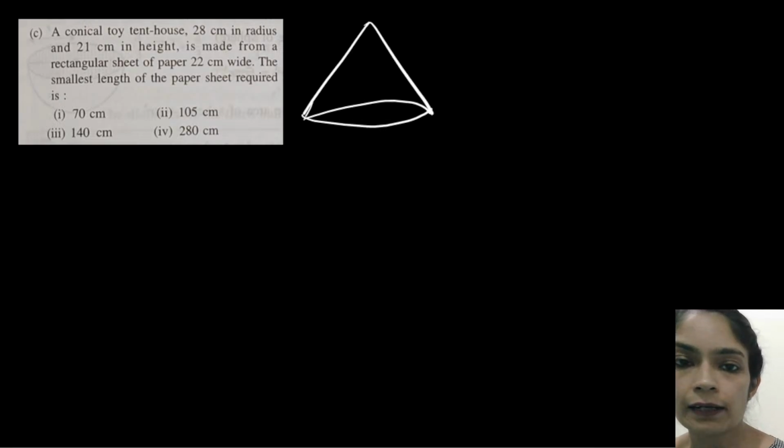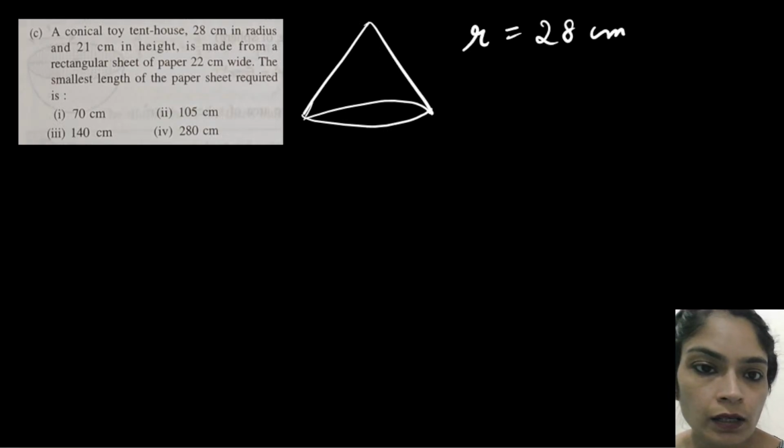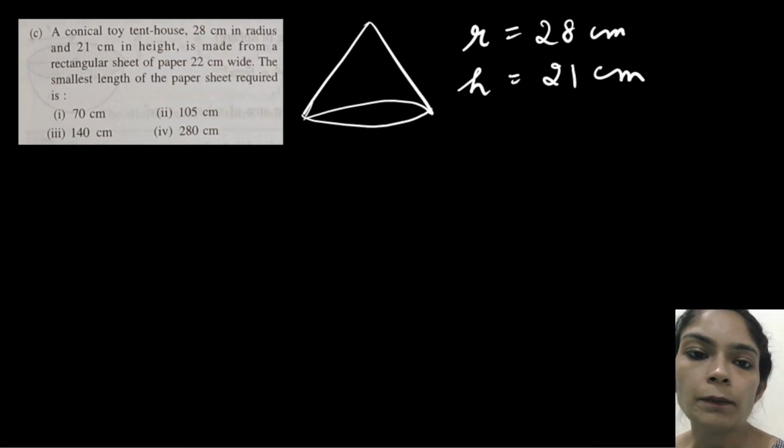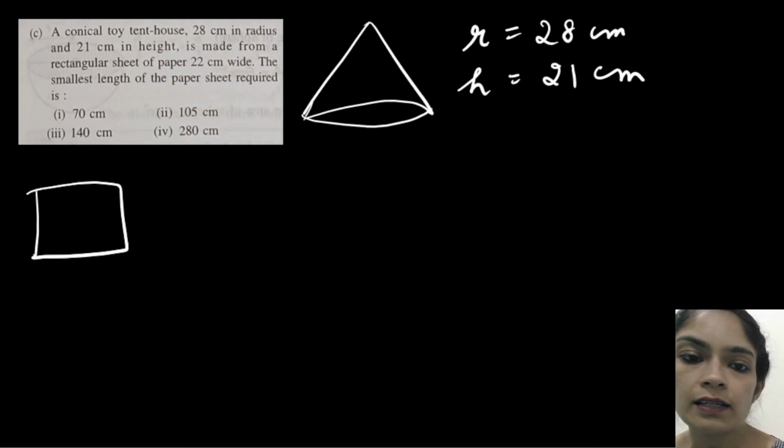Tents are mostly like that only. So the conical tent's dimensions are given to us. Radius is 28 centimeter and height is also given to us, height is 21 centimeter. So this has to be made from a rectangular sheet. So one sheet is there, that is the rectangular sheet. This sheet has to be converted to this cone.